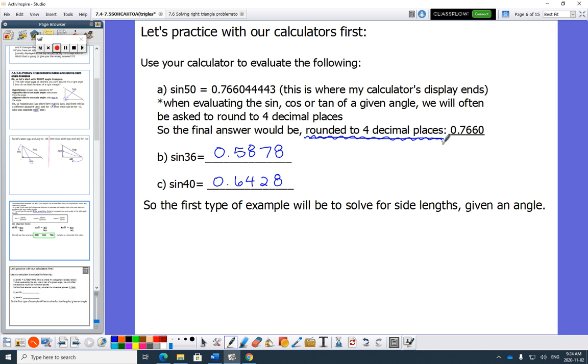If you're the kind of person who wants to write out whatever your calculator says as long as the display is first and then round, that's totally fine. Okay, just make sure your final answer is rounded to the correct number. So there will be questions like this where you just have to straight up use your calculator. So easy, okay, 1 mark stuff.